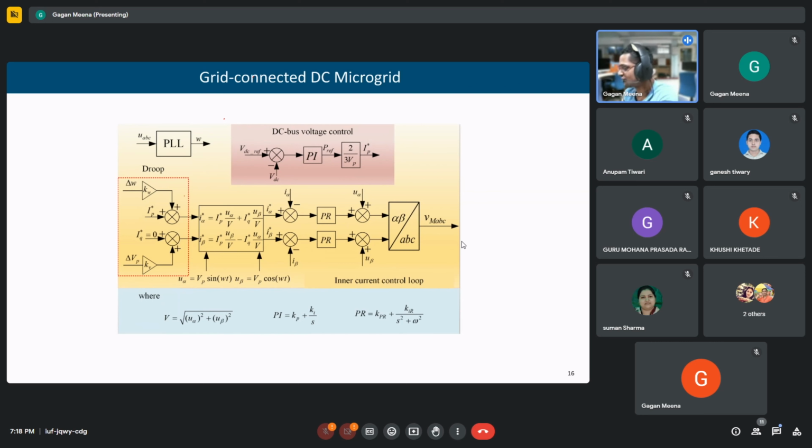So now I have a question for you. In this figure, two types of controllers are used. One is PI and another is PR. So why have we used PI? Why can't we replace PI with PR? That is my question. We have discussed this. Let's try to recall. Just think a little bit. Why can't we replace PI with PR?